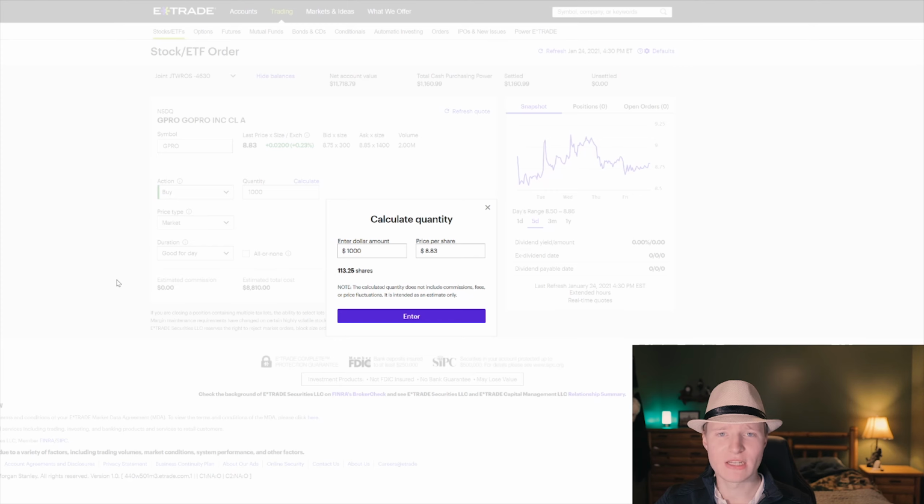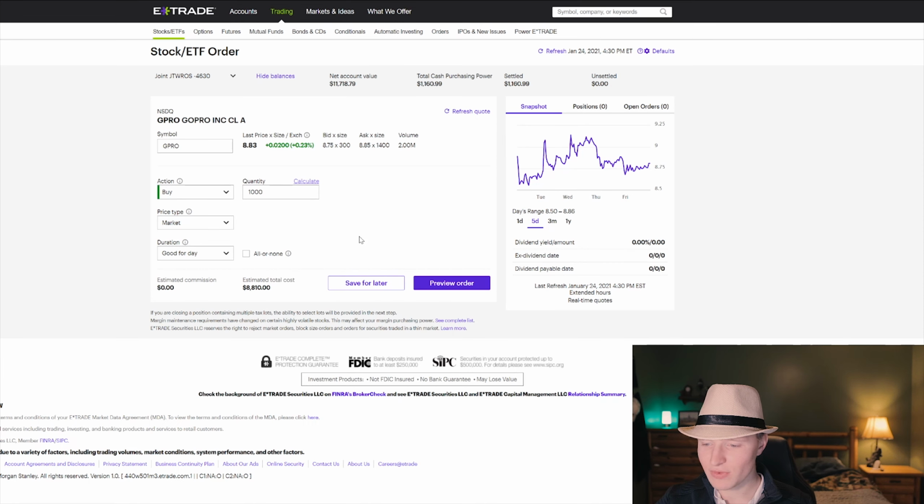One thing to keep in mind is eTrade does not support fractional shares for buying only. They do support it for selling, but I'll talk about that a little bit later on. So if we had $1,000 to invest, we could only buy 113 shares. So we can go ahead and put 113 in there, and you can see we're under $1,000.